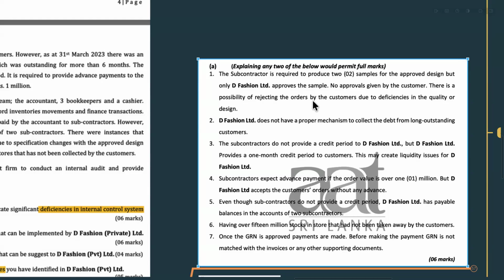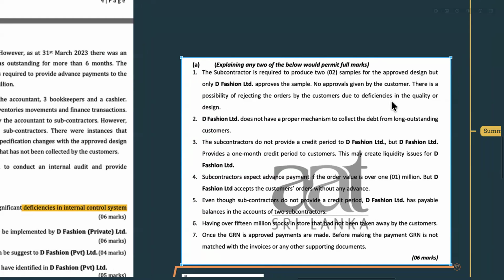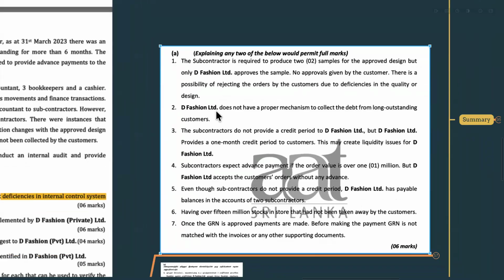So there is a possibility of rejecting the orders by the customers due to deficiency in the quality of the design. And again, D Fashion Limited doesn't have a proper mechanism to collect the debt from the long outstanding customers. That's what I said. There is no proper credit control team. That's what your policy is saying, only a 30 days credit period. But actually, you are having outstanding balances more than 6 months. How come? Because there is no proper collection mechanism.